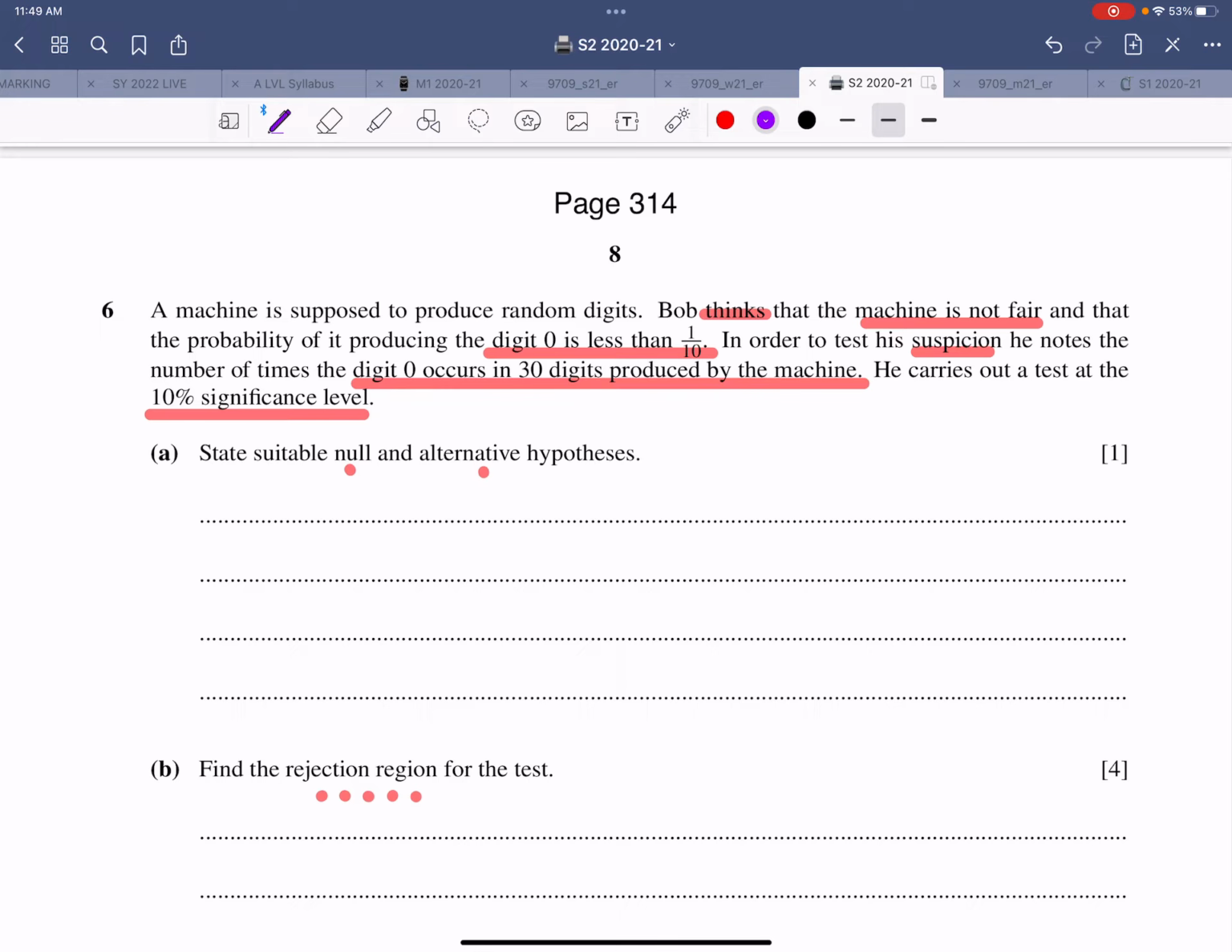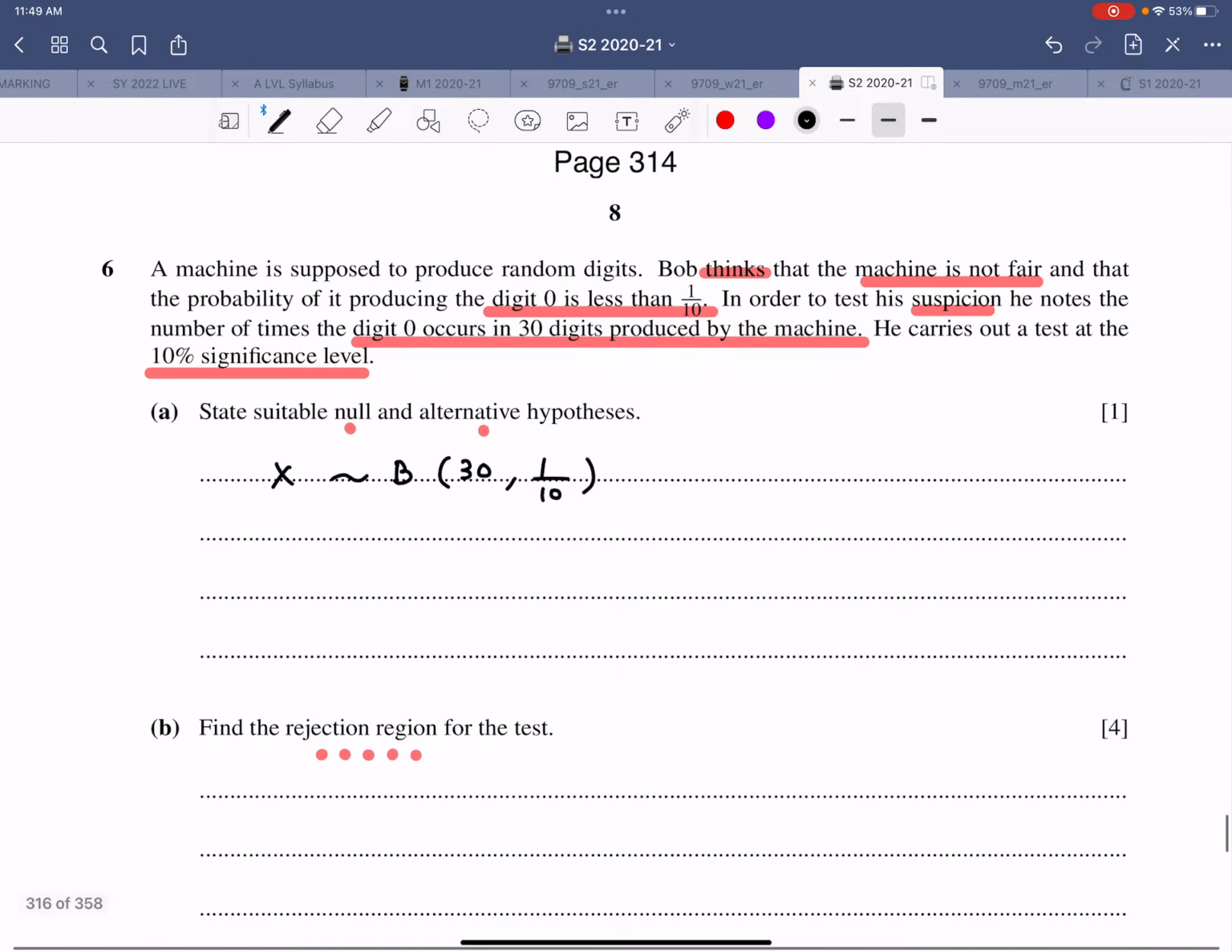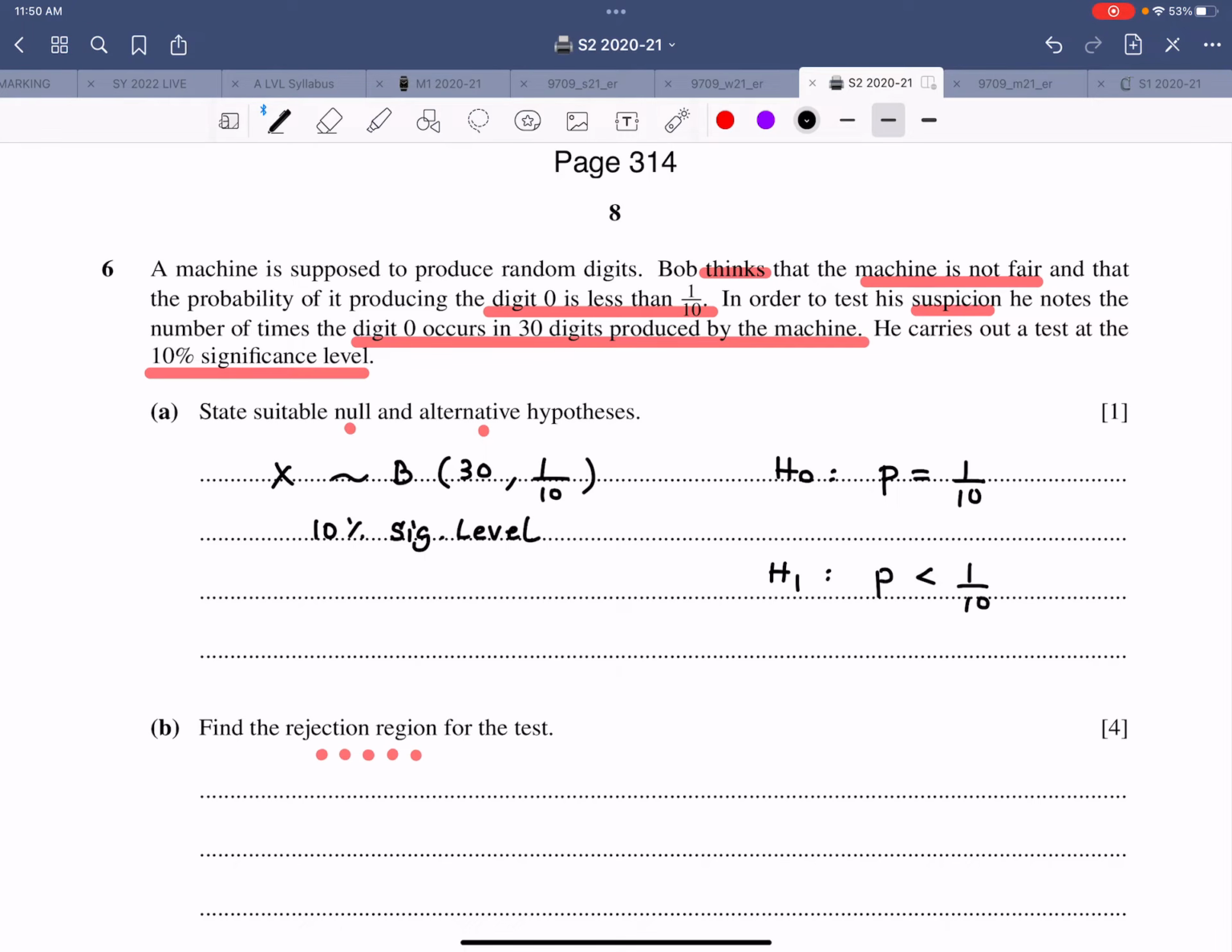First of all, write X follows, let me make this marker a bit thicker, X follows a binomial distribution 30, 1 over 10. And we will be finding the rejection region at the 10% significance level. H0: probability of success is 1 over 10. And H1: probability of success is less than 1 over 10. So it's a lower tail test.